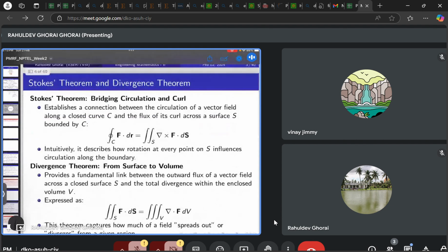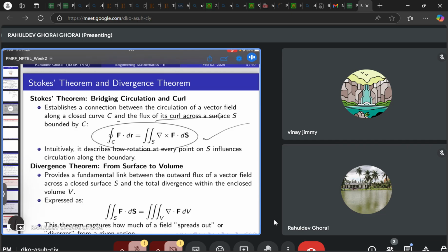Okay. So then it comes to Stokes' theorem, which is the circulation and the curve, which establishes the connection between the circulation of a vector field along the closed curve C and the flux, and like this. So this you know also.